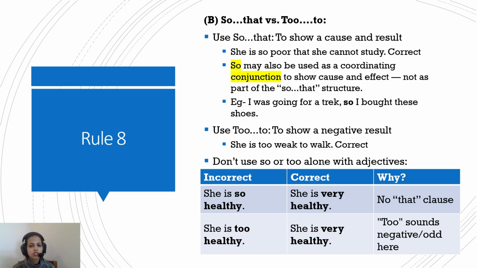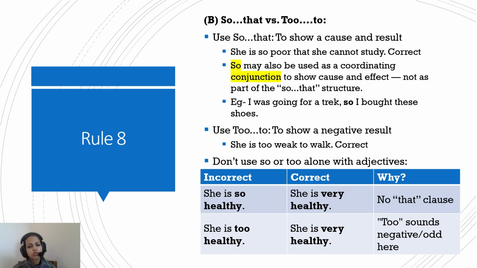So, if you're saying "she is so poor that she cannot study," that is the cause and the result: her poverty is not letting her study. So, you use "so that" in the cause and effect relationship. Sometimes there is also the word "so," just "so," without "that." It is not an adverb. In that case, it becomes a coordinating conjunction.